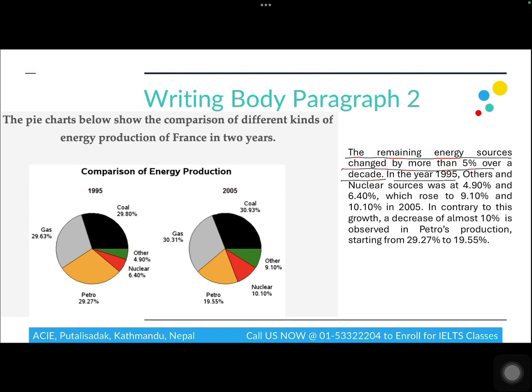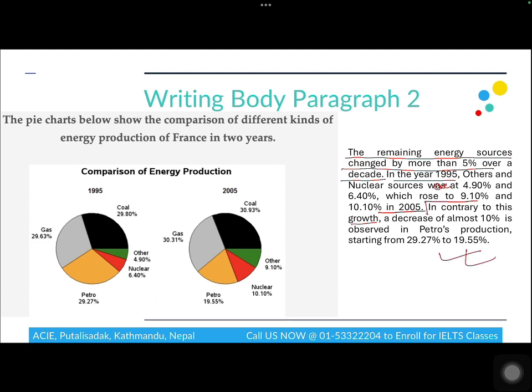In the year 1995, others and nuclear sources were at 4.90% and 6.40%, which rose to 9.10% and 10.10% in 2005. In contrast to this growth, a decrease of almost 10% is observed in petrol's production, starting from this to this, right?